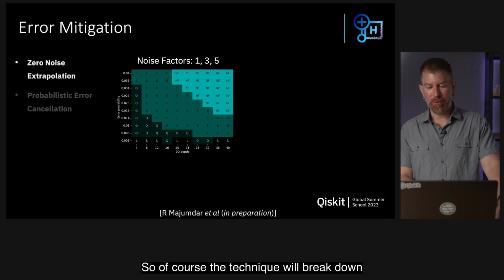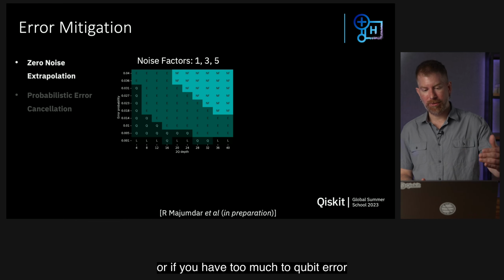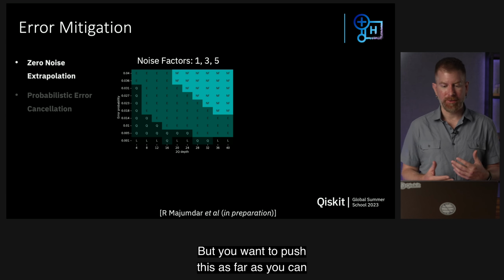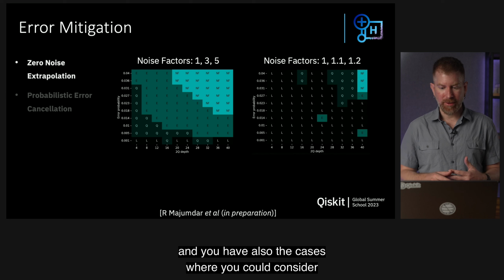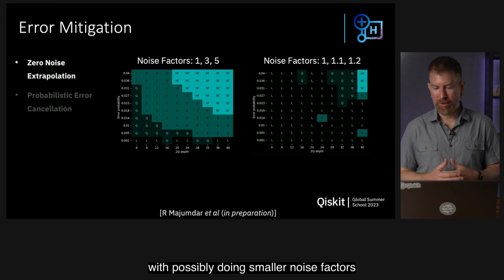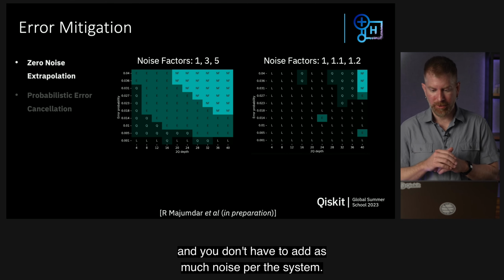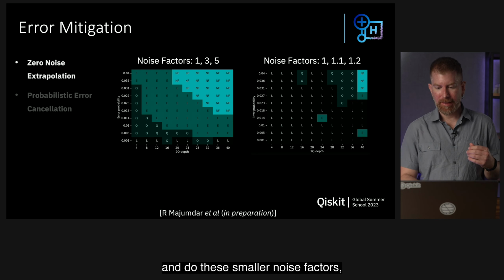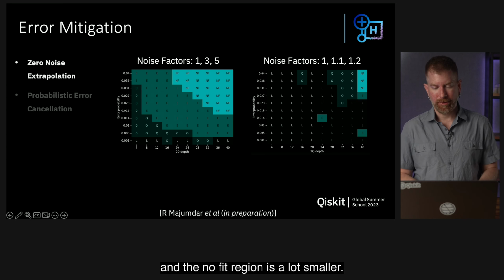Of course the technique will break down if you have too much depth and error has accumulated, or if you have too much 2-qubit error and it has accumulated as well. But you want to push this as far as you can. You also have cases where, if you had less noise, you could get away with doing smaller noise factors, in which you could have more resolution and you don't have to add as much noise to the system. If you're able to scale that down and do these smaller noise factors, the linear extrapolator tends to work much better and the no-fit region is a lot smaller.